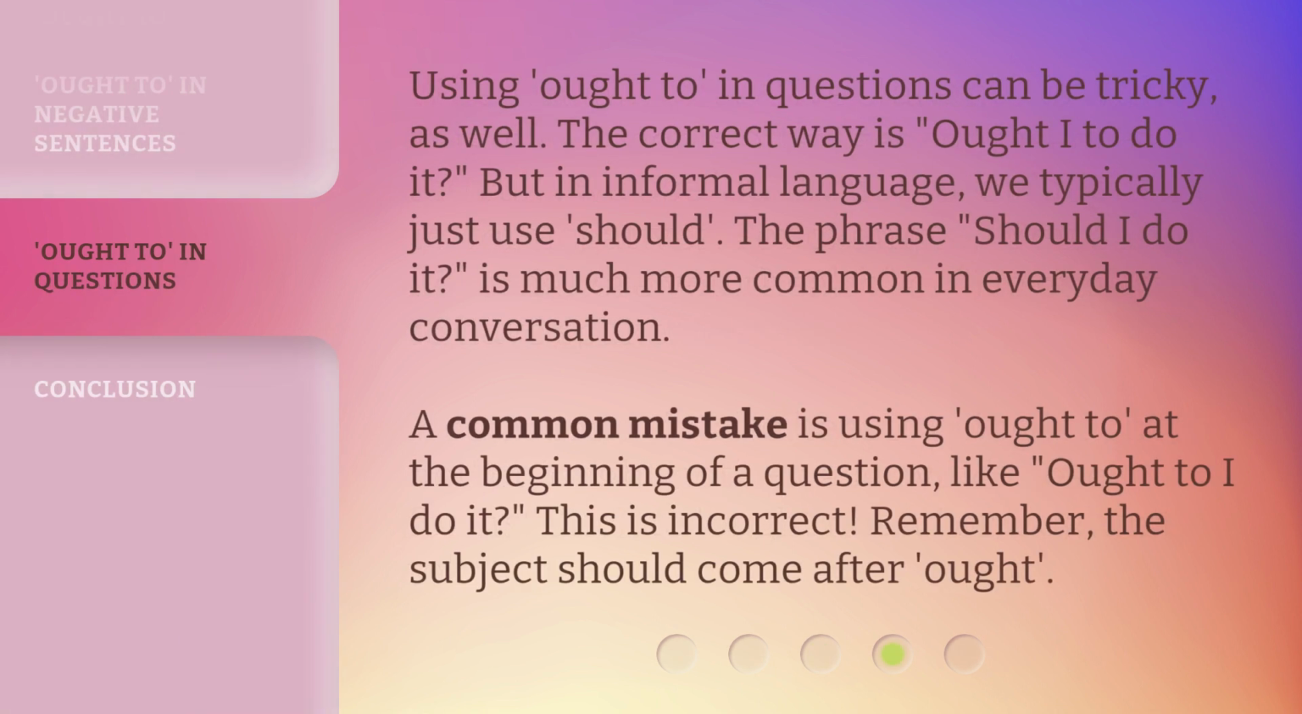Using ought to in questions can be tricky, as well. The correct way is, ought I to do it? But in informal language, we typically just use should. The phrase, should I do it, is much more common in everyday conversation. A common mistake is using ought to at the beginning of a question, like, ought to I do it? This is incorrect. Remember, the subject should come after ought.